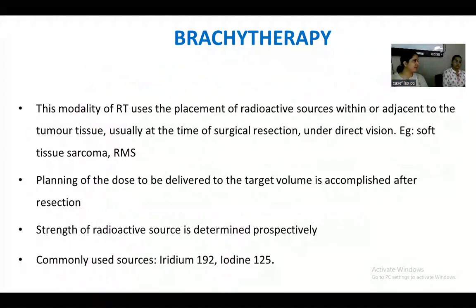Brachytherapy, as we have already read, is where the radiation source is placed inside the body cavity, which provides the radiation. It is usually used in pediatric patients, specifically in soft tissue sarcomas like RMS. Planning of the dose to be delivered to the target volume is accomplished after the resection. The strength of the radioactive source is determined prospectively, meaning how much radiation will be delivered to the patient is defined prospectively. Commonly used sources for brachytherapy include iridium 192 and iodine 125.